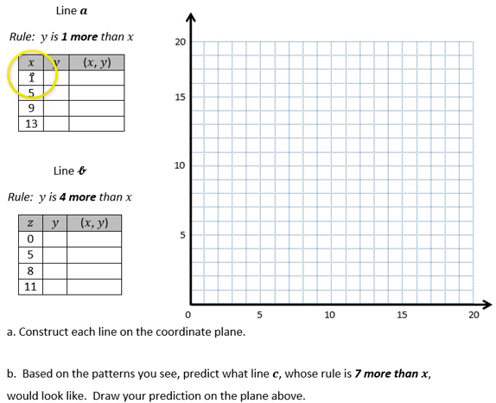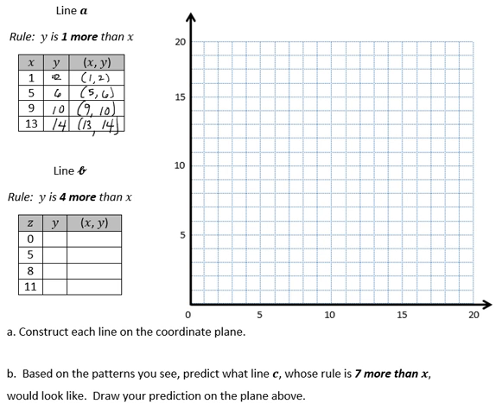So if my x coordinate is 1, y would be 2. I just have to go 1 more than x. The ordered pair would be 1, 2. If x is 5, y would be 6. The ordered pair is 5, 6. If x is 9, y would be 10. The ordered pair is 9, 10. And if x is 13, y would be 14. And the ordered pair is 13, 14.